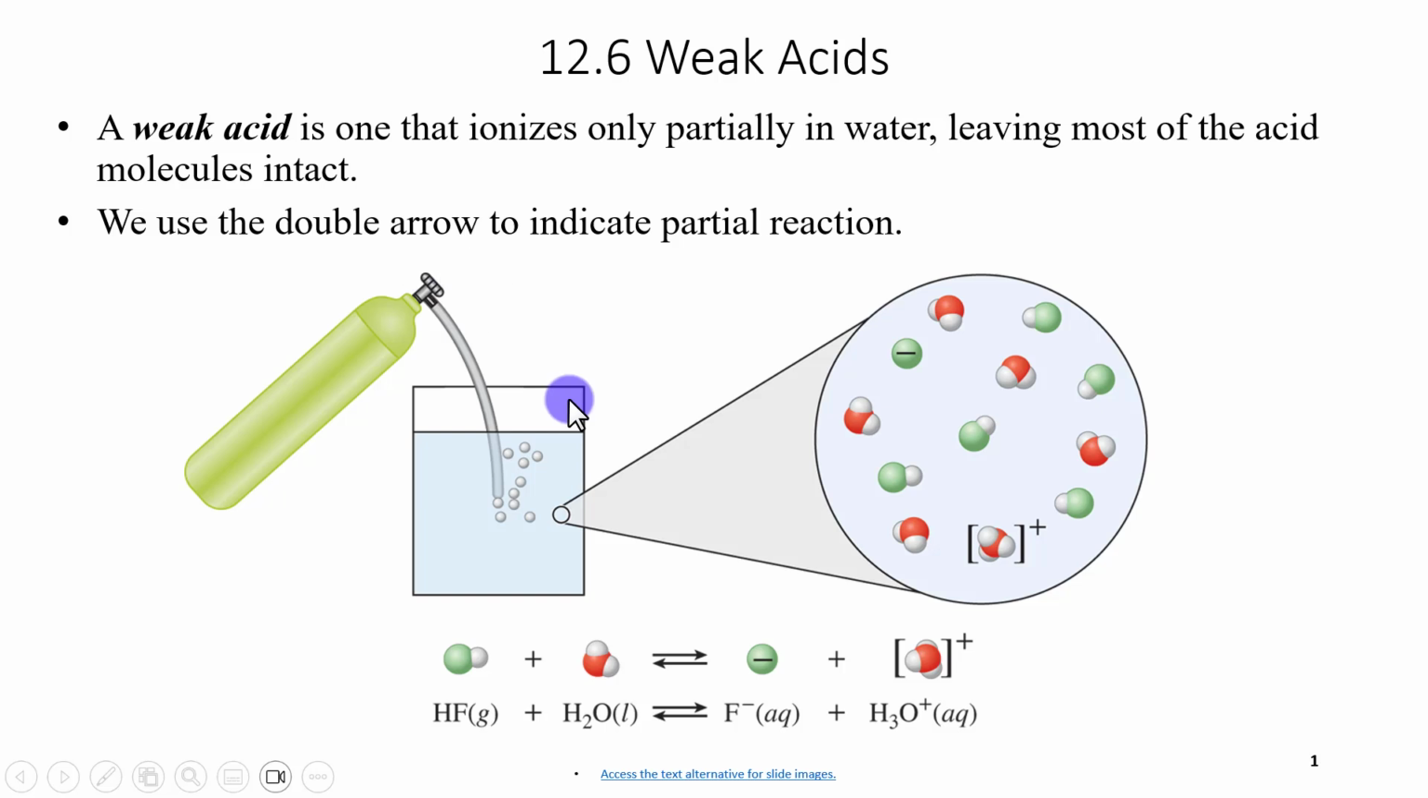We then use the double arrows to indicate this partial reaction or partial ionization. So we basically don't have the reaction going to completion, meaning that all of it will be split up into ions, but we have a little bit of all of the above, all of these species.